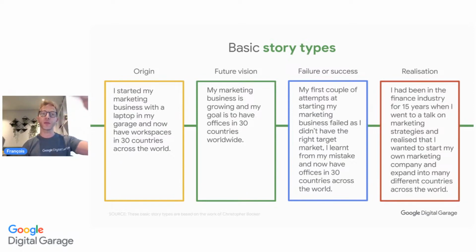So this is where we are now, but we are talking about the future. In the future, we're going to be in 30 countries worldwide. Failure to success: something that really happened in the past, we came to fail, we came to have an amazing success, and this is how we came out of it. And finally, the realization. Think of, like this example, been working for 15 years in an industry, when suddenly I had a realization that things could be better, and that's how I created my product or my service.